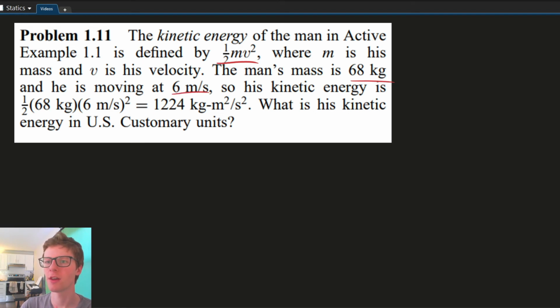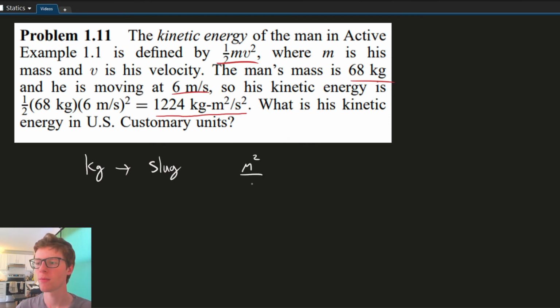So his kinetic energy is the equation, 1224 kilogram meters squared per second squared. What is its kinetic energy in US customary unit? All right, so for this problem, we need to convert 2 things. We need to convert kilograms, which is metric, to the US customary unit, the slug. The slug is annoying to deal with. The second one is we need to convert meters squared per second squared to feet squared per second squared. We aren't going to have to do anything with time because time is universal.